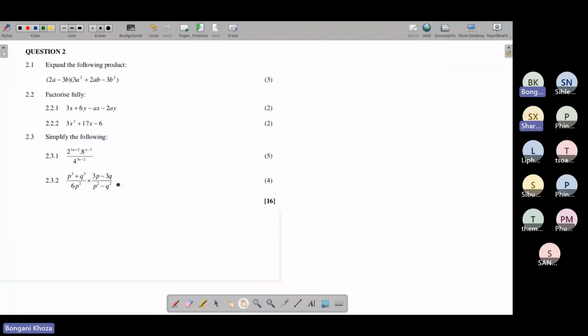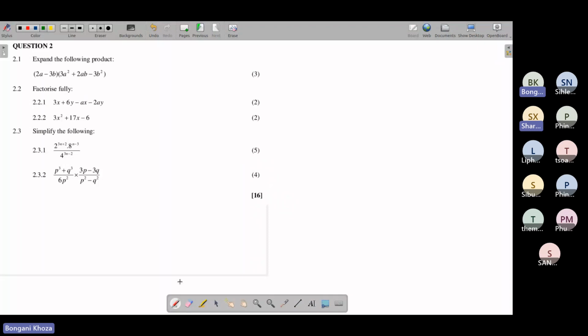Next, we were asked to factorize fully. So if we're asked to factorize fully, they're not going to tell us which method to use. So we have to go through our methods. So we are given 3x plus 6y minus ax minus 2ay, like that. So remember, the moment you're given something that has 4 terms, the method you're likely to use is grouping, like that. So remember, grouping, you're going to group 2 things that are likely to give you something common that you can take out as your common factor.